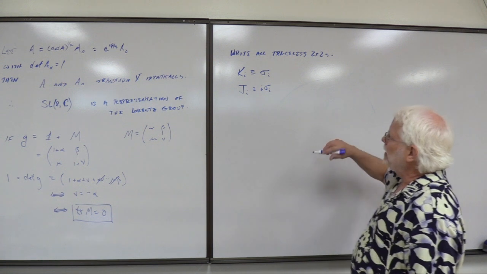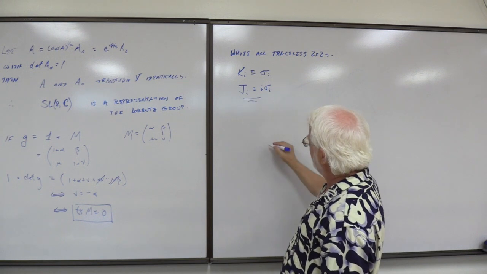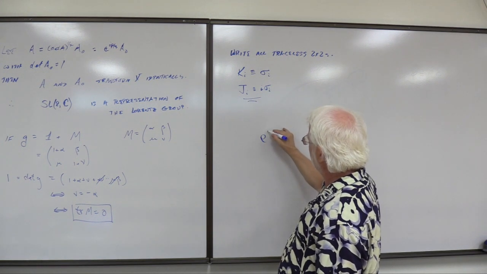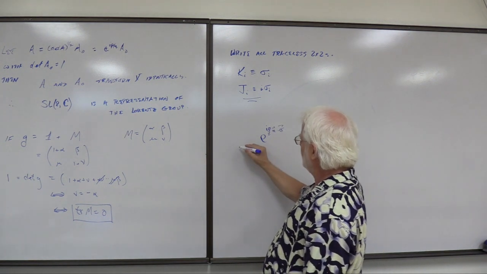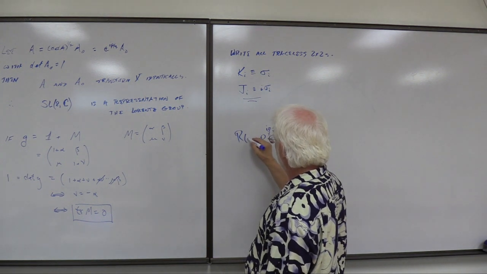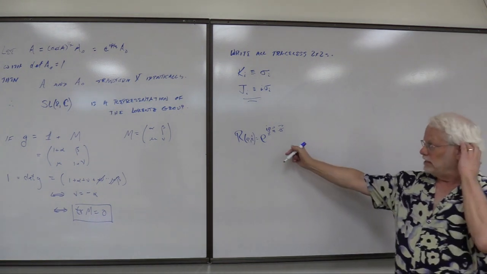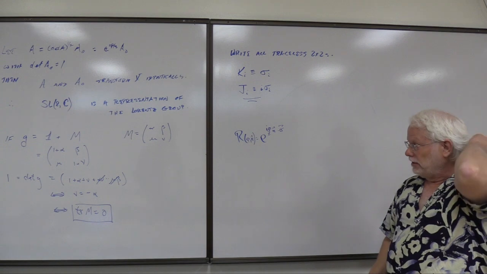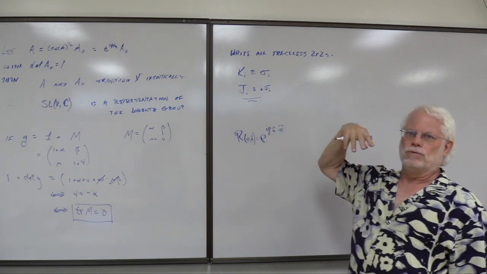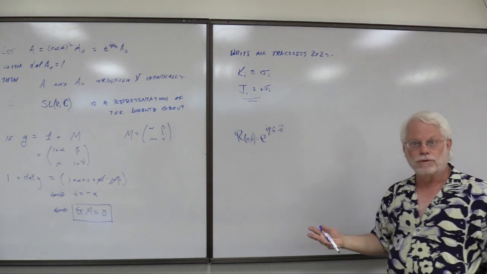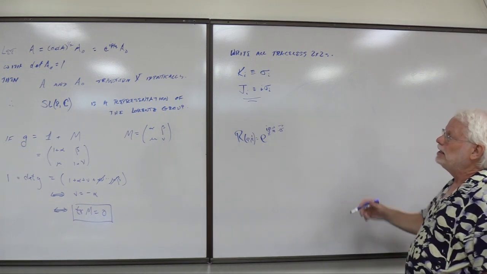So I think I give us an exercise exponentiating one of these, but we've already exponentiated the J's. e to the i phi over 2 n dot sigma is a rotation by phi around n hat. Right. That's SU(2). So the anti-Hermitian generators will give a rotation group.